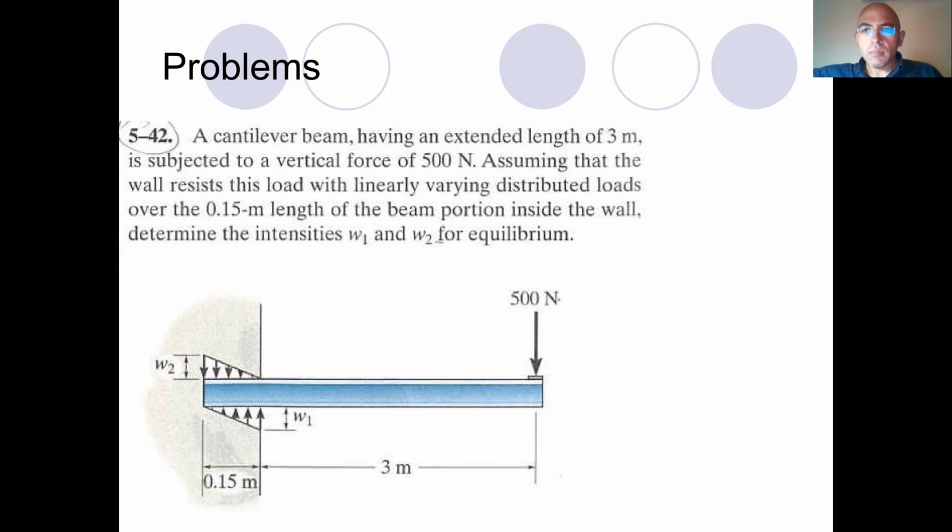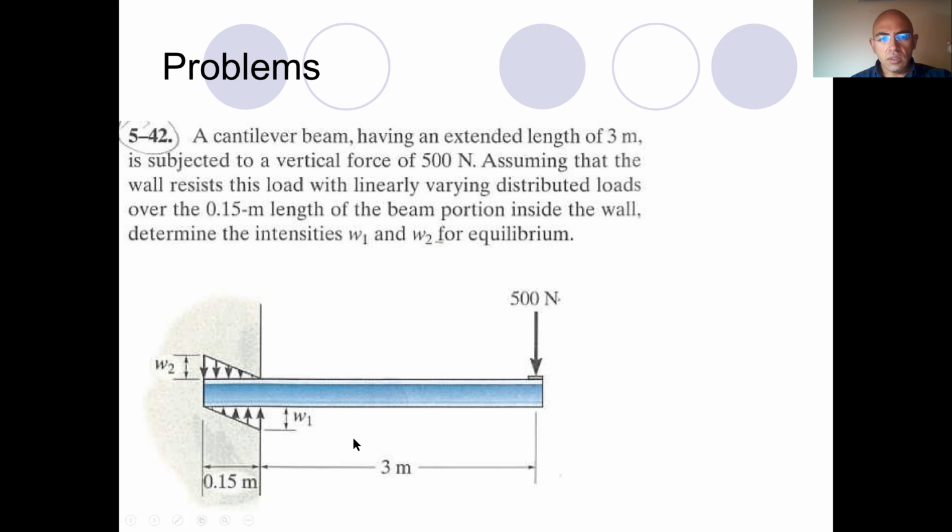Okay, so our problem is 5.42. A cantilever beam having an extended length of 3 meters is subjected to a vertical force of 500 newtons. Assuming that the wall resists this load with linearly varying distributed loads over the 0.15 meter length of the beam portion inside the wall, determine the intensities W1 and W2 for equilibrium.